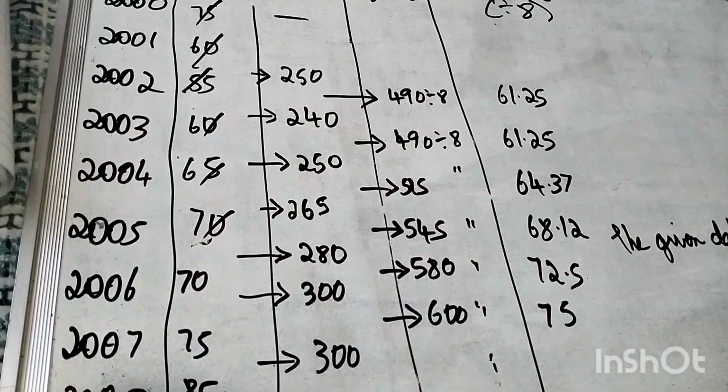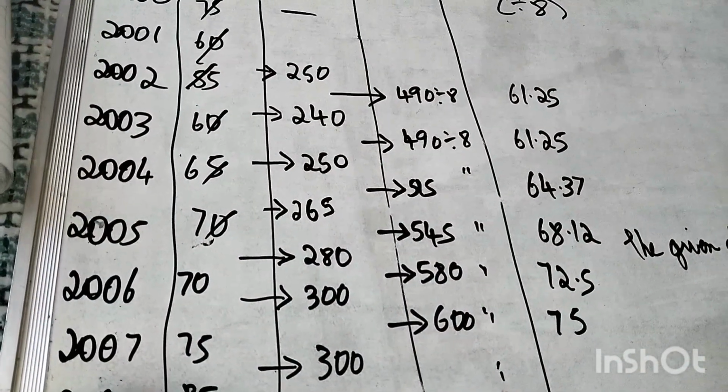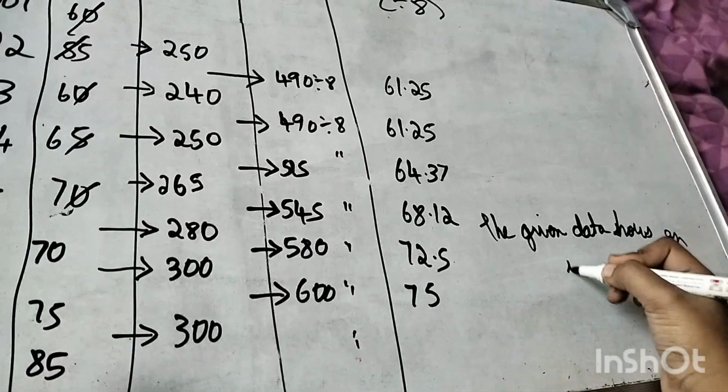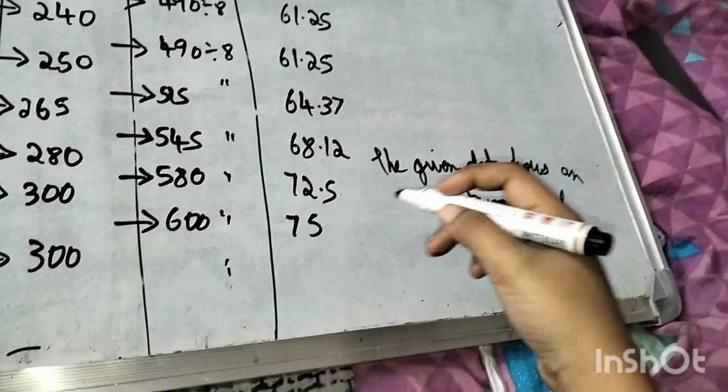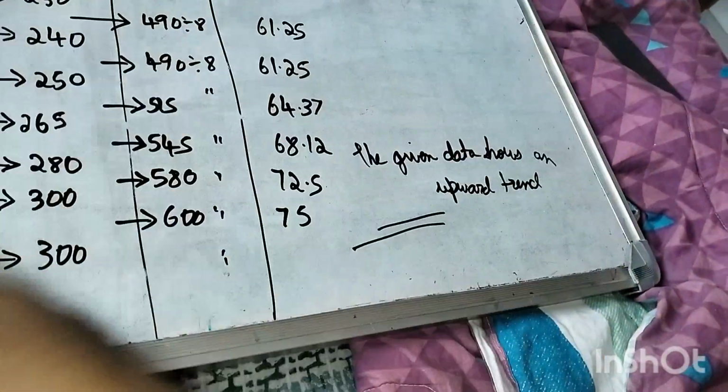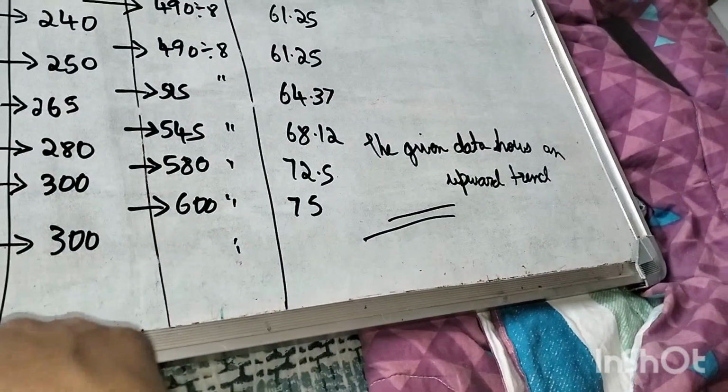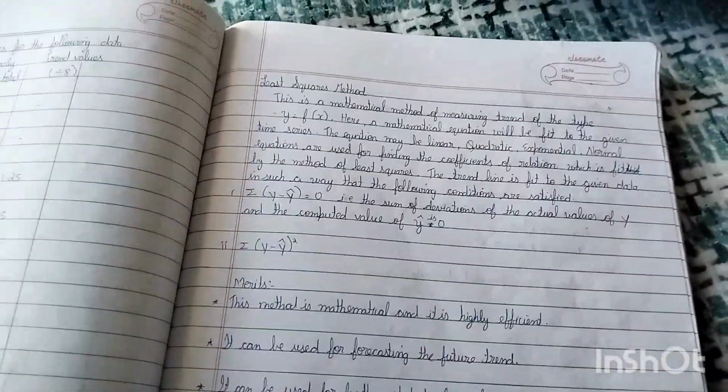Okay, and we are done. It shows the upward trend, and we are done with 3 yearly, 4 yearly, and 5 yearly moving averages. The next one is the least squares method.